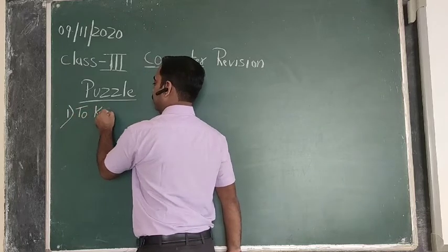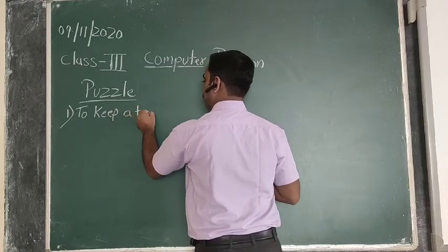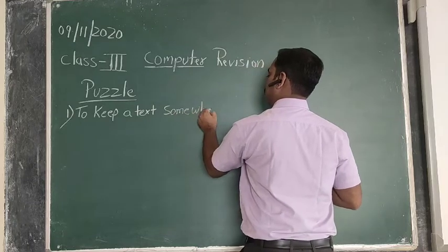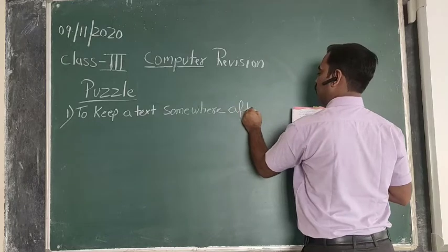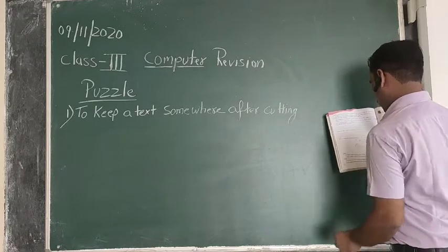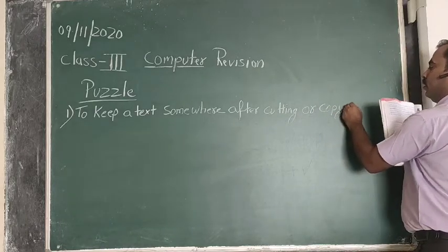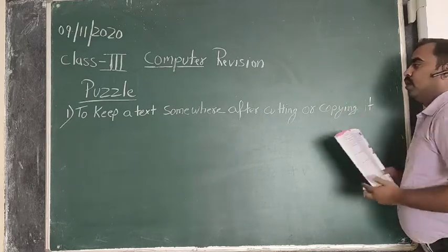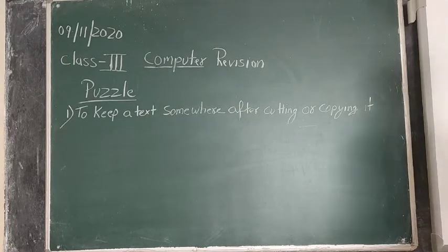So the first one is to keep a text somewhere after cutting or copying it. So the first one is to keep the text somewhere after cutting or copying it.